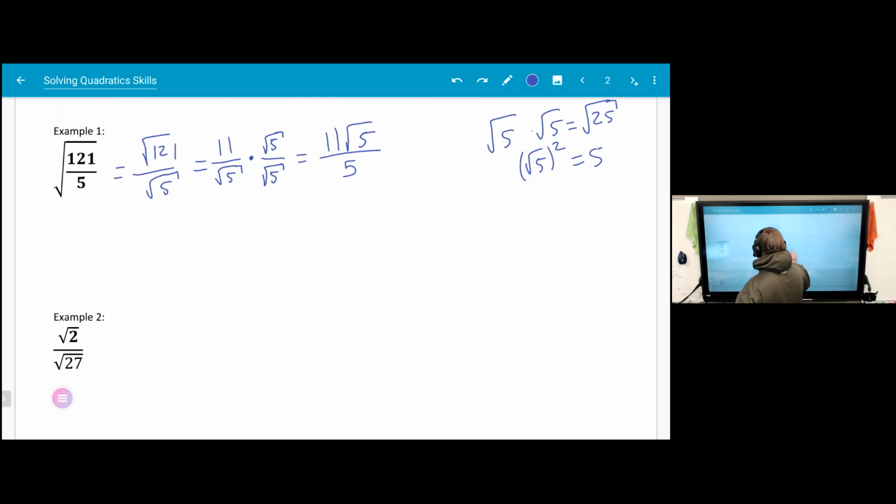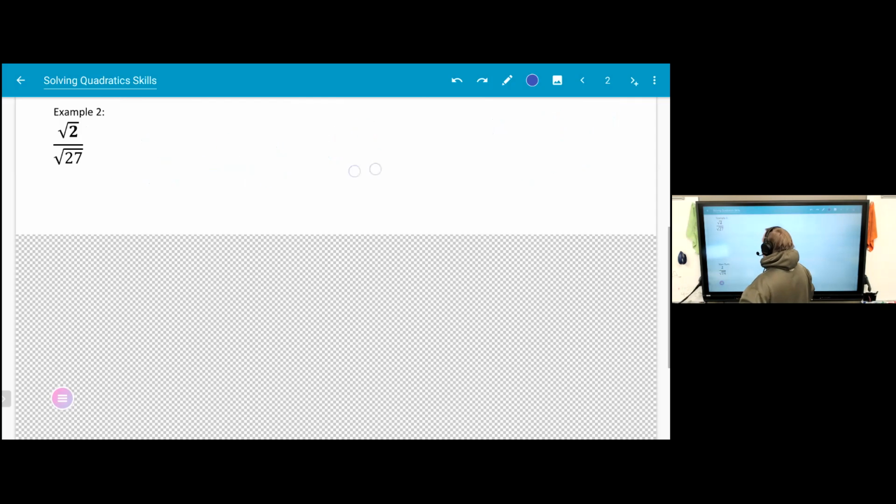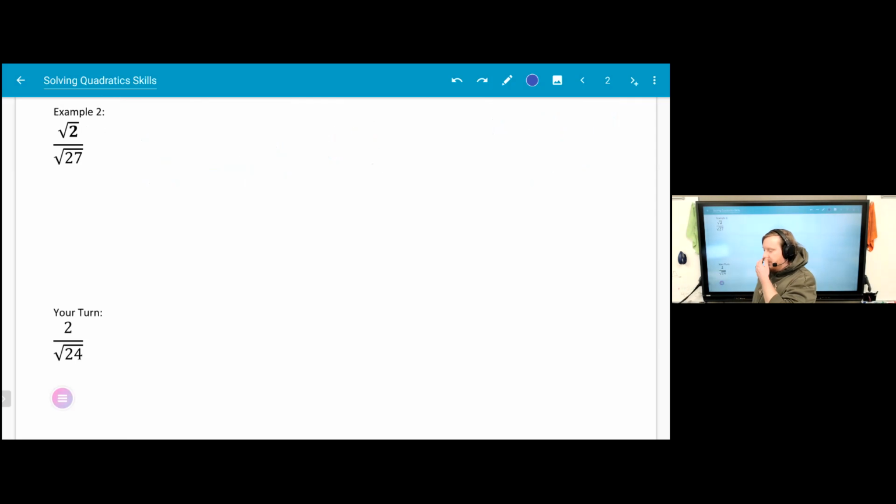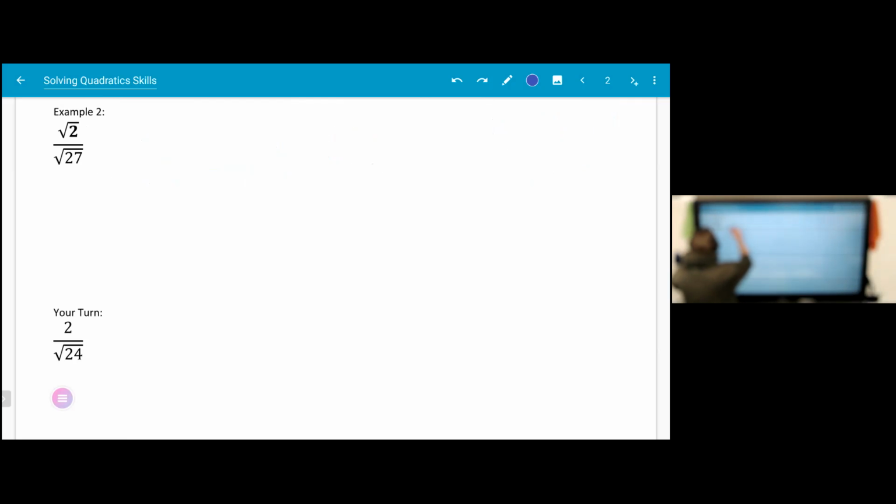Let's look at one more example before you try one on your own. The square root of 2 divided by the square root of 27. Interesting. Well, I've already split this up a little bit. Let's take that top. That does not change. Square root of 2 divided by, well, we've done 27 already, right? That's 9 times 3. Square root of 9 times the square root of 3. So 3 times the square root of 3. We've done this one already.